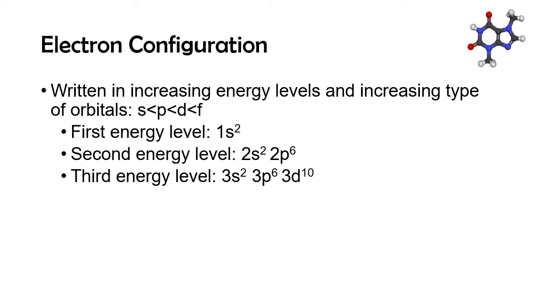At the second energy level, the electron configuration is written as 2s2, 2p6. At the third energy level, the electron configuration is written as 3s2, 3p6, 3d10.